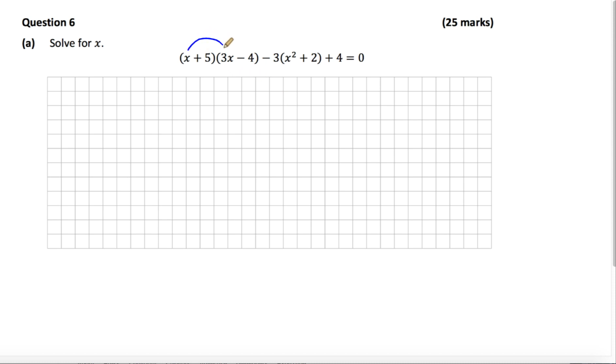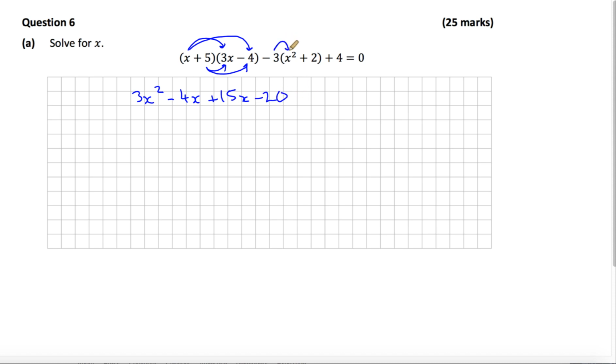So we can multiply the x by both terms in the next bracket. That'll give us x by 3x is 3x squared. X times minus 4 is minus 4x. Then we can multiply the 5 by both those terms also. 5 by 3x is 15x. 5 times negative 4 is minus 20.